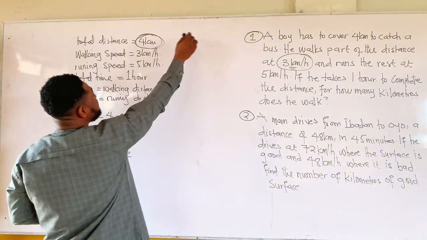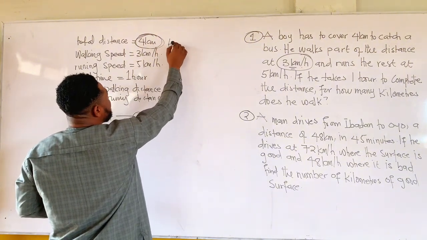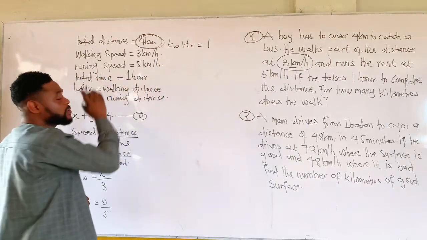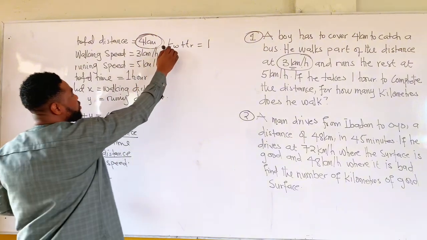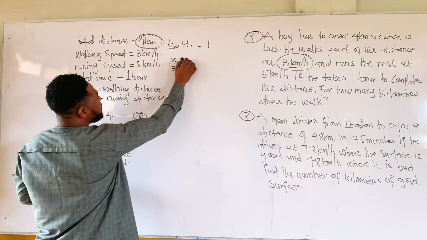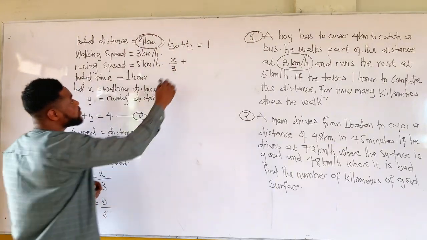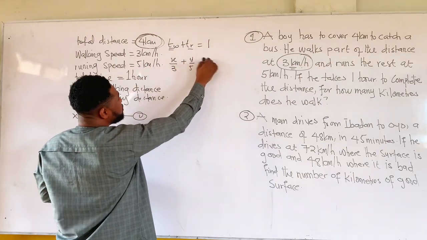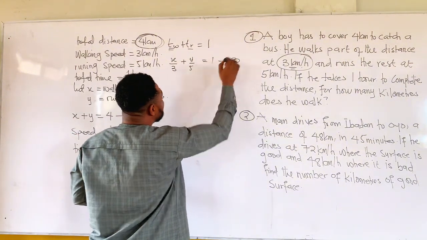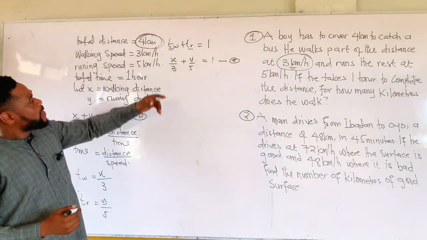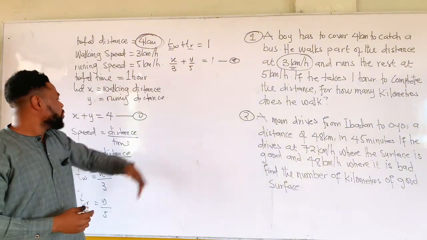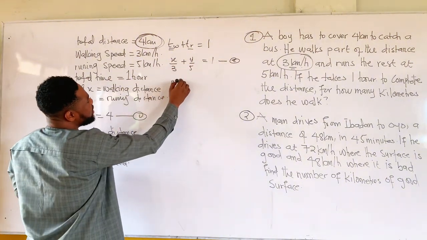So mathematically, we can say that time for walking plus time for running should be equal to the total time that we have here, all right. So we know time for walking to be x over 3, time for running to be y over 5 should be equal to 1. All right, we can name this equation 2. Now, since we are looking for the distance used in walking, which is x, it means we don't need y. So we can easily make y the subject in equation 1.